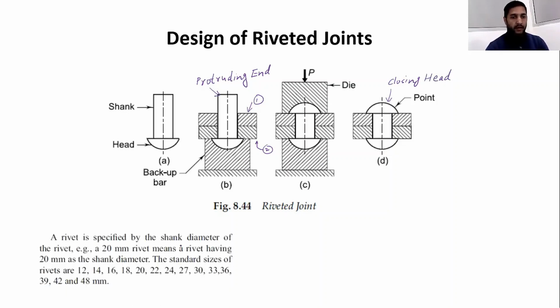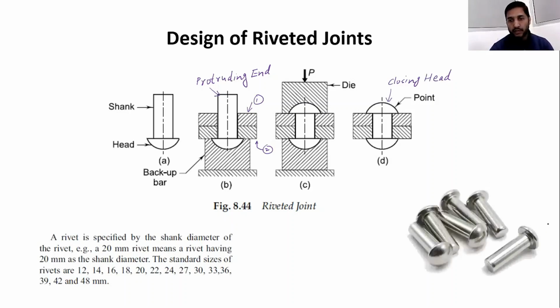Now a rivet is specified by the shank diameter. For example, a 20 mm rivet means a rivet having a 20 mm shank diameter, which is also called the nominal diameter. The standard sizes of the rivets are 12, 14, 16, 18 and so on. Standard sizes are those sizes available when we go to the market to purchase rivets. Only these standard values will be available in the shop, not in between these values. And this final figure shows the actual rivets, how rivets look like.